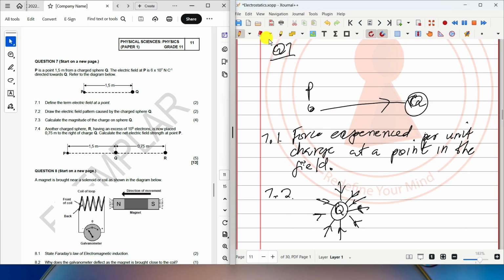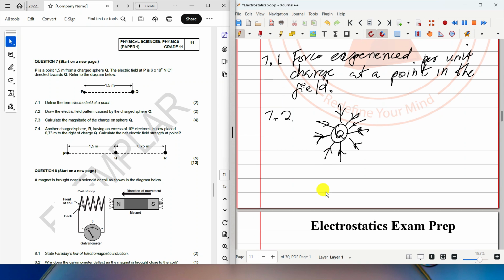Even if you don't write this Q, it's okay. You can say negative, but I prefer to write, in fact, let me write the Q like this. But otherwise, it's a negative charge. So even if you write negative inside this circle, it's okay. Okay? Now let's go.